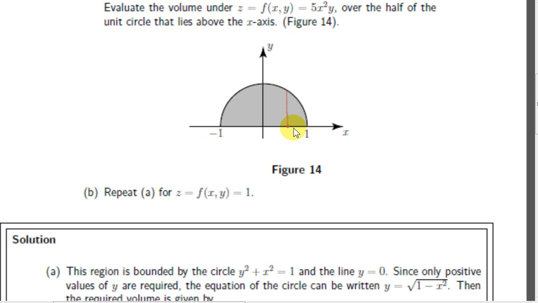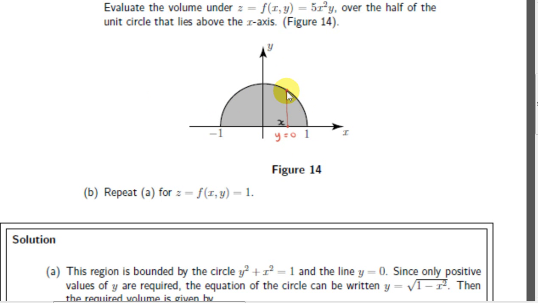So you can see that we're integrating from y equals 0 to whatever the y value of this point is. So we are at a general value x here, which lies between -1 and +1. The y value of this point is 0.